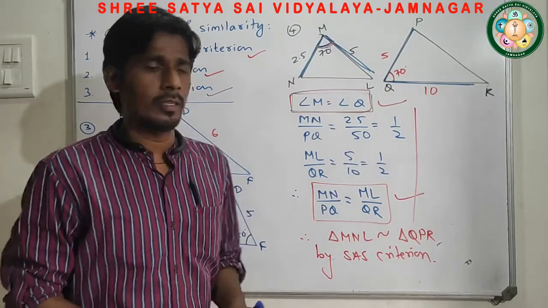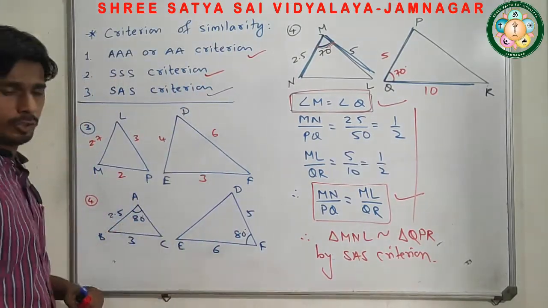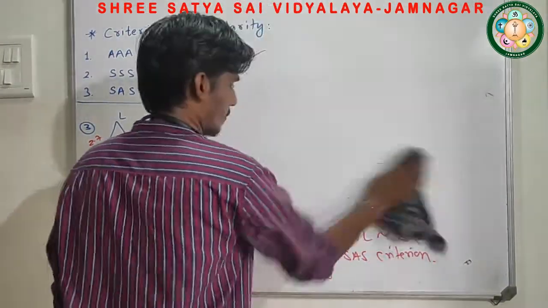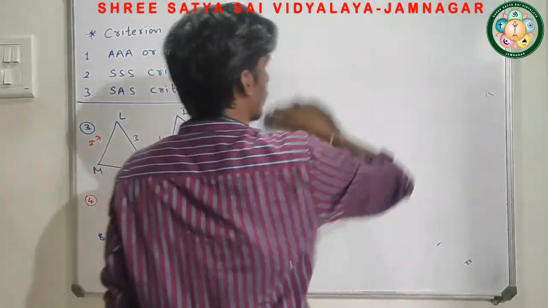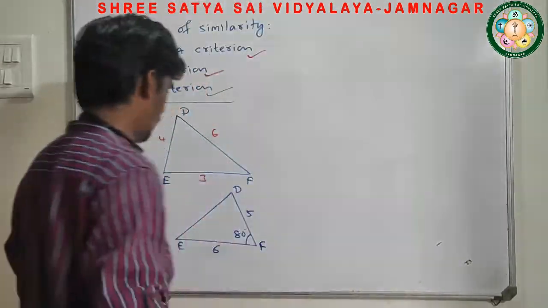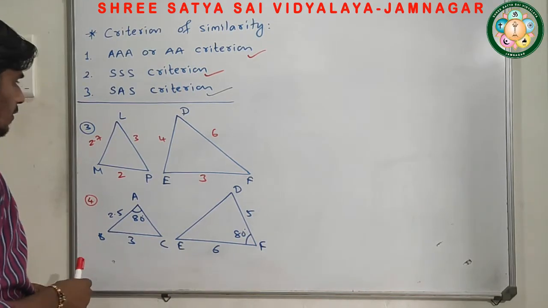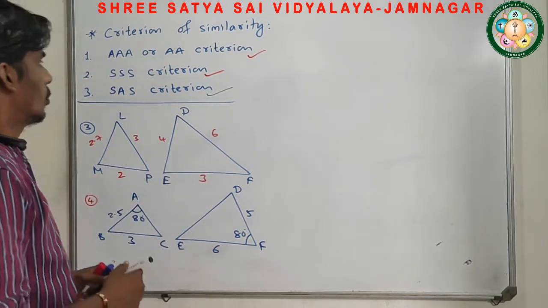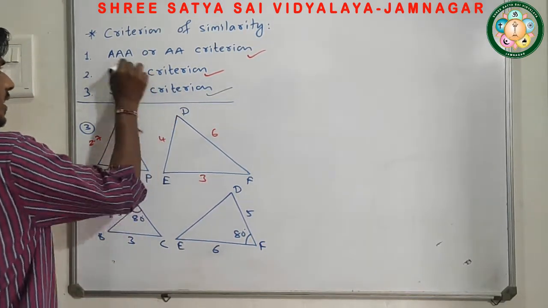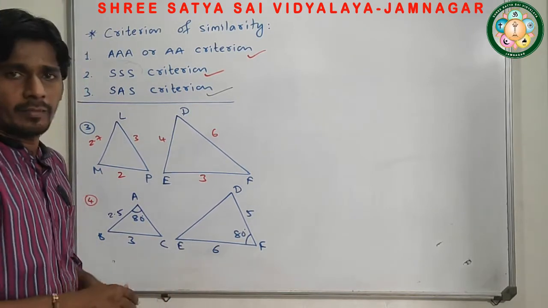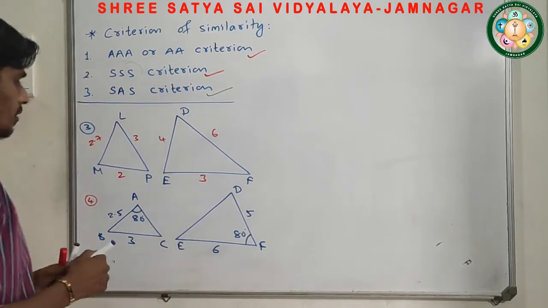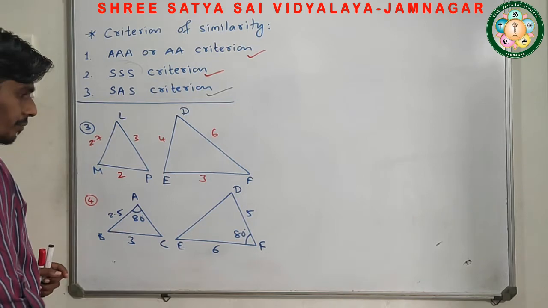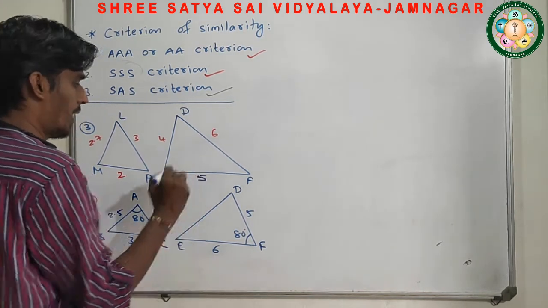This was example 4. Now let's do the remaining two, that is the third and fourth. Now here in the third one, sides are given. So which criteria are we going to try? We are going to try the criteria in which the sides should be in proportion. So let's try solving it. It's 2 and this is 4. This is 3. This is what? 6. I think this is not 3, this is 5, I think.